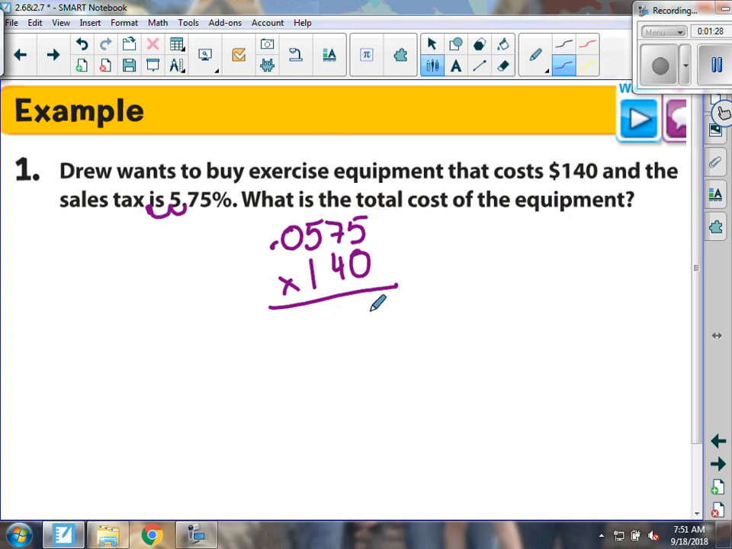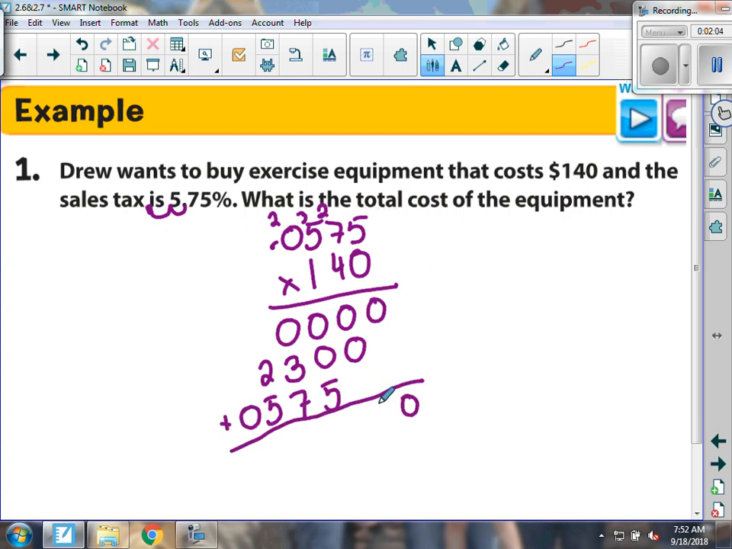Okay, 0 times 5 is 0, 0 times 7 is 0, 0 times 5 is 0, 0 times 0 is 0. 4 times 5 is 20. 4 times 7 is 28, plus 2 is 30. 4 times 5 is 20, plus 3 is 23. 4 times 0 is 0, plus 2 is 2. 1 times 5 is 5, 1 times 7 is 7, 1 times 5 is 5, and 1 times 0 is 0.